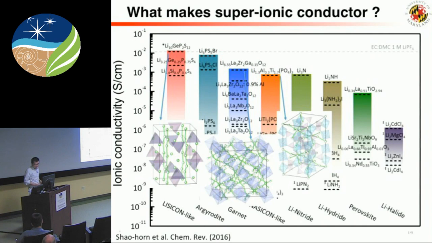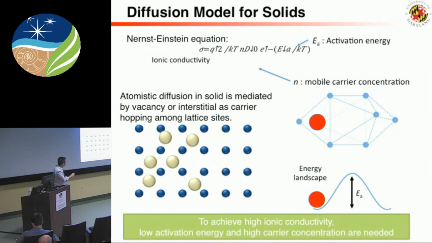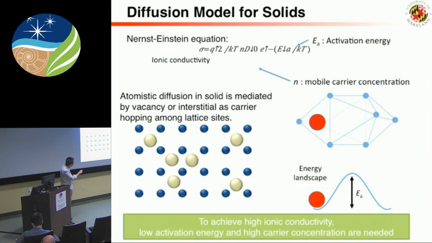So what we are trying to do here is really understand why these material structures can give you very, very fast ionic conductivity. What's the fundamental mechanism there? If we can understand that, probably that would help us design better superionic conductors.